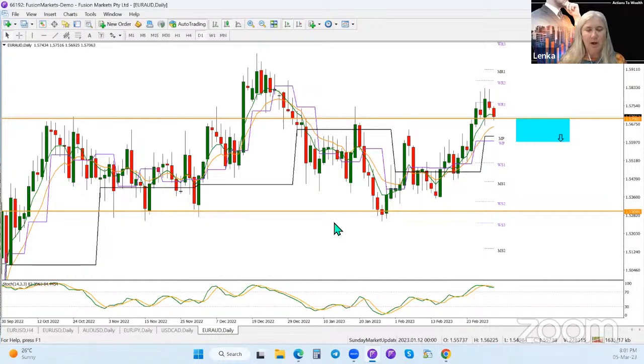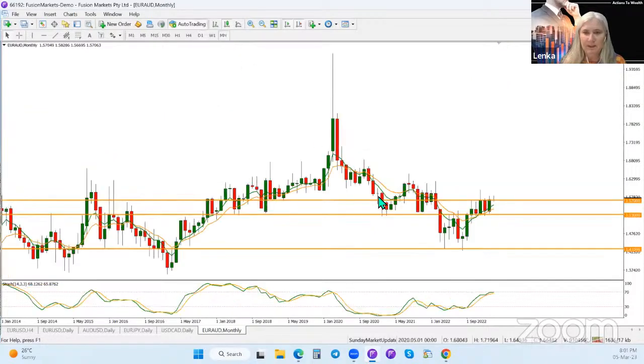Okay, so to start with, I am looking at Euro AUD, and this is the daily chart. On this currency pair, I'm going to be looking for short opportunities, not because of the trend, but because of being in the range or potentially being in the range. So let's have a look. This is the monthly chart.